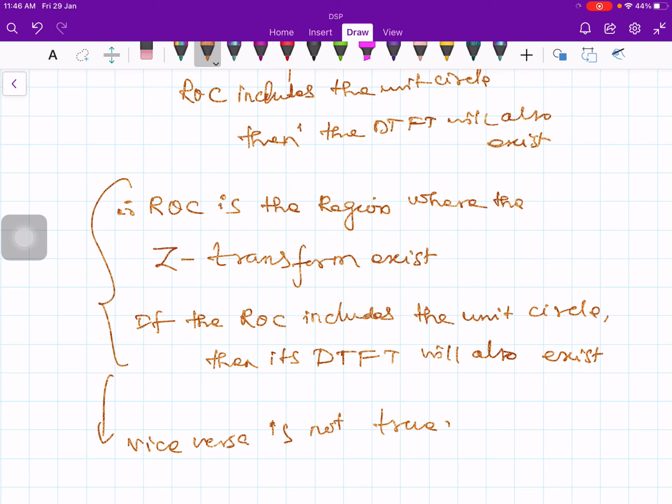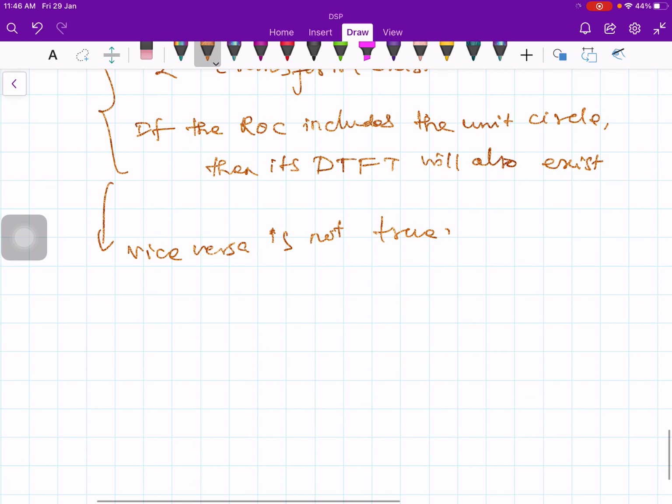If the ROC includes the unit circle, then you can't say that the Z transform exists. Okay, the DTFT may exist, but the Z transform may not exist. In DTFT we wrote the transform as X of e to the j omega. In Z transform we will write X of small z.